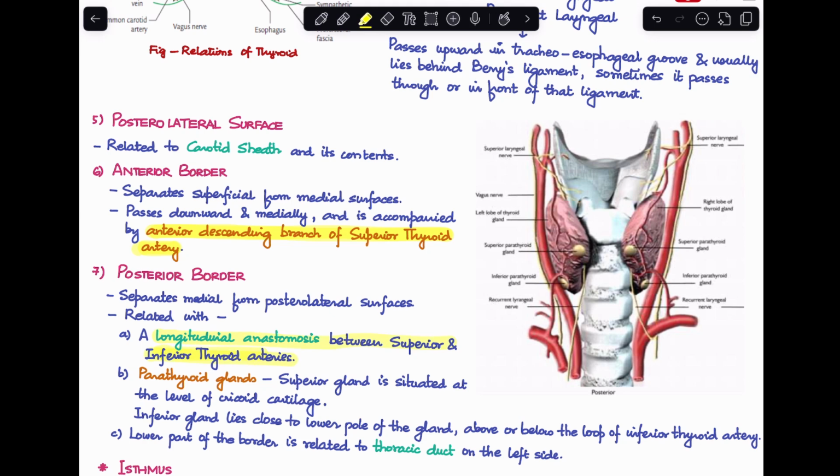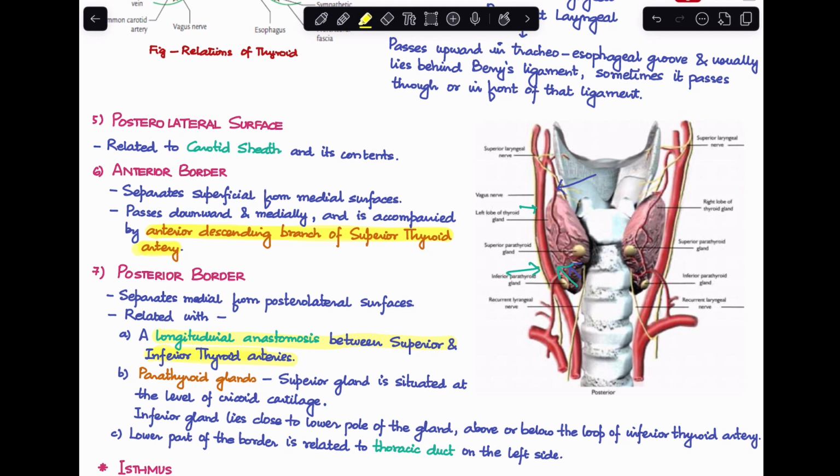If you see in the image over here, you're able to see this is the superior thyroid artery, and from below is the inferior thyroid artery that is coming. And they are anastomosing on the posterior border of the thyroid gland. Second relation is the parathyroid glands, as I've mentioned before. These parathyroid glands are related to the posterior border.